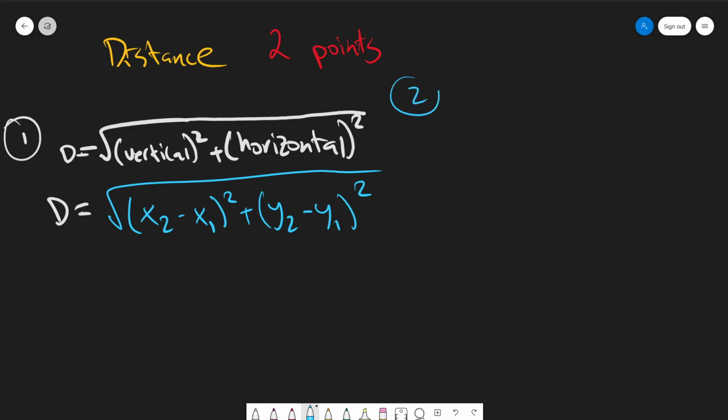Number 2, create a triangle by showing the vertical and horizontal distances between 2 points. So this I drew in a previous video, but every triangle is going to have this sideways part, horizontal, and then it's also going to have this up and down part, which is vertical. And that's it. So there is 1 and 2.